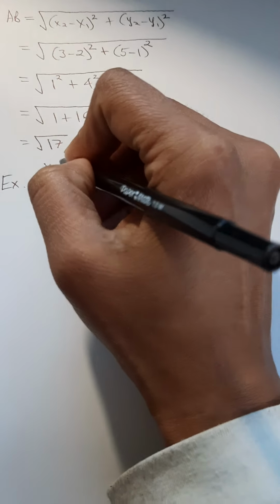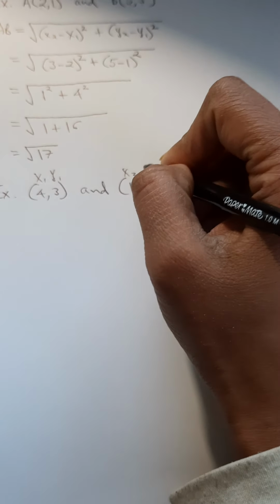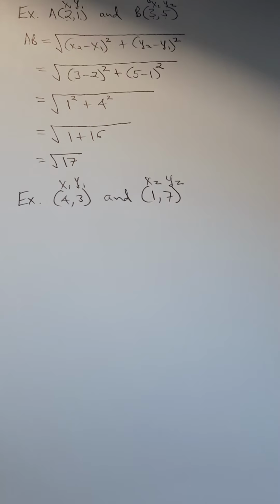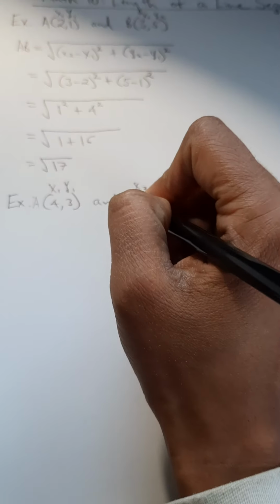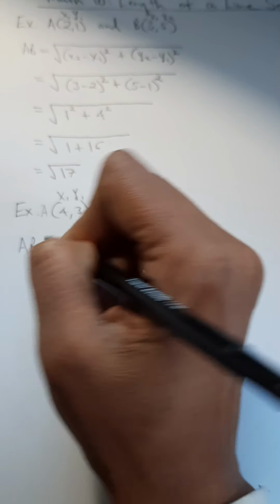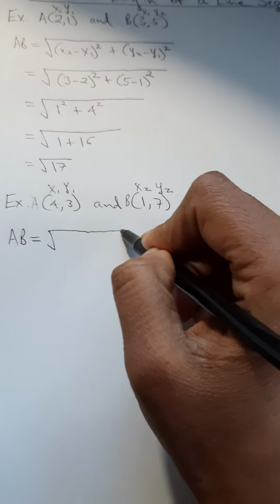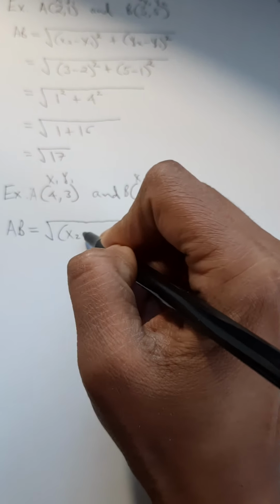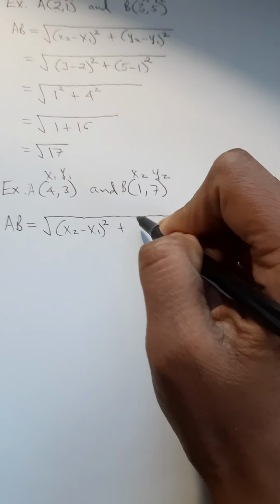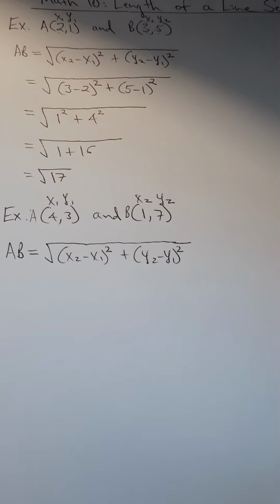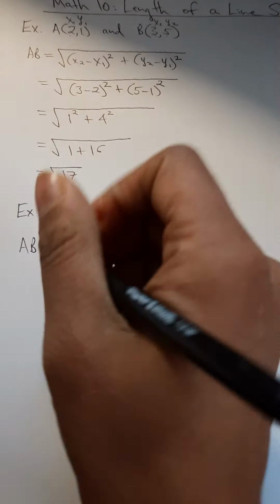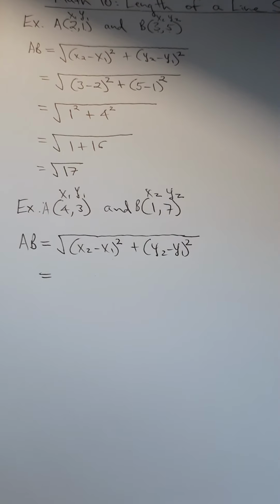Okay, let's label this. So x1, y1. This is my second point, that's why we're putting x2 and y2. Maybe I'm just going to put A and B here. It doesn't really matter what the letters are. This is just so I can write out the actual formula. So the formula is again the square root of x2 minus x1 squared plus y2 minus y1 squared, like this.